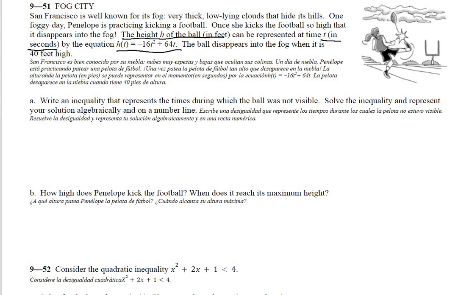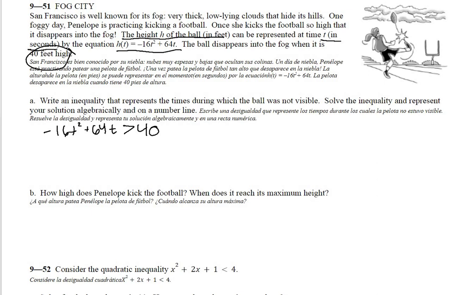Part A asks us to write an inequality that represents the times during which the ball is not visible. Solve the inequality and represent our solution algebraically and on the number line. Okay, so we are interested in when it's not visible, which is after it disappears. So whenever our function h of t, which is negative 16t squared plus 64t, is greater than 40 feet high. Now we're going to solve it.